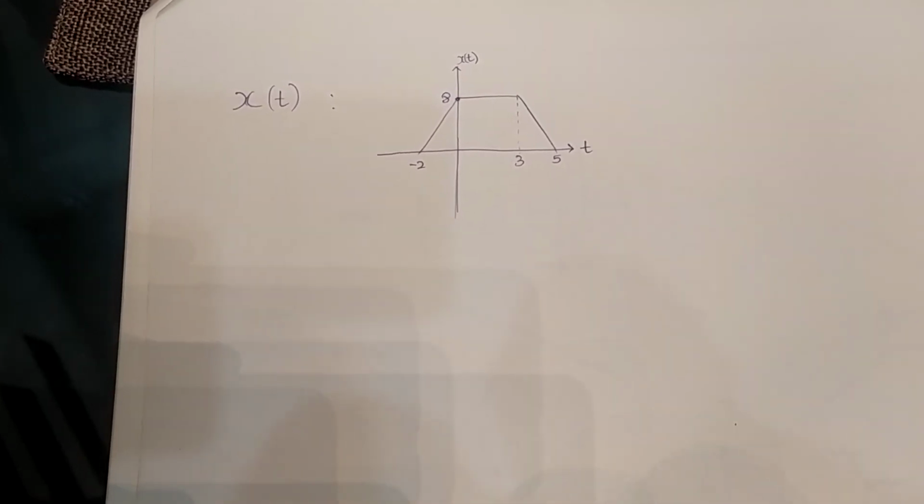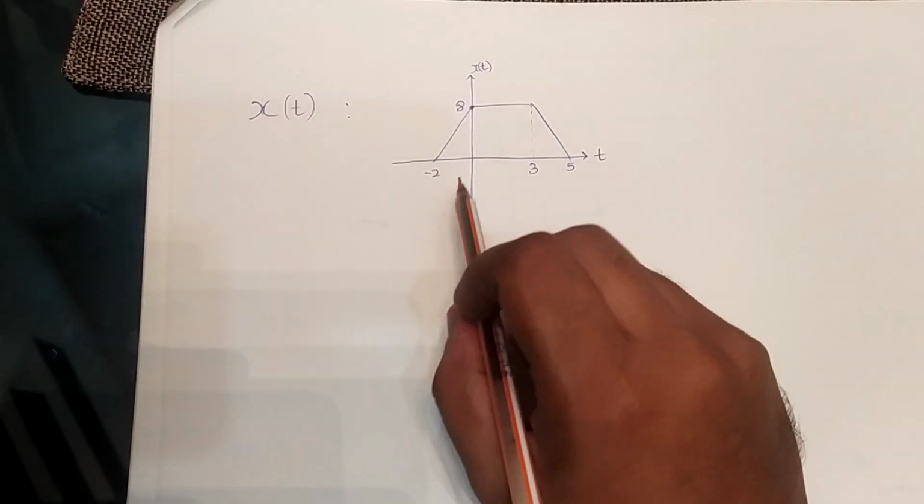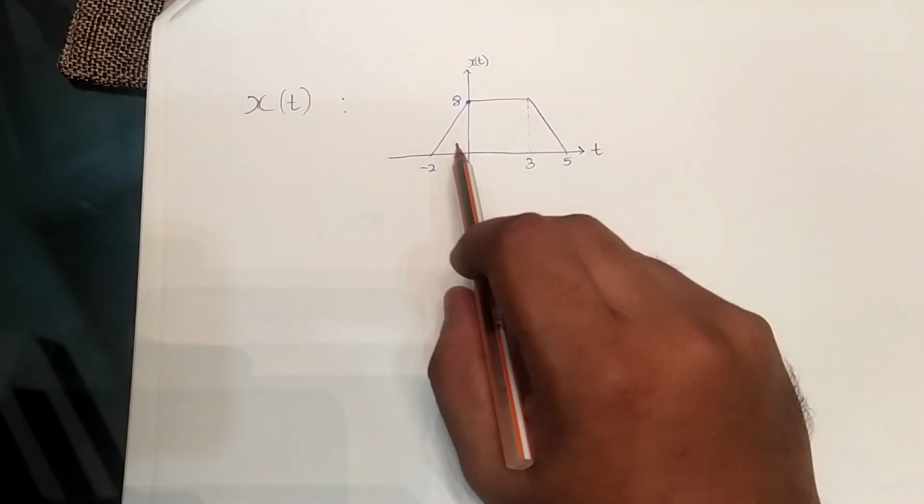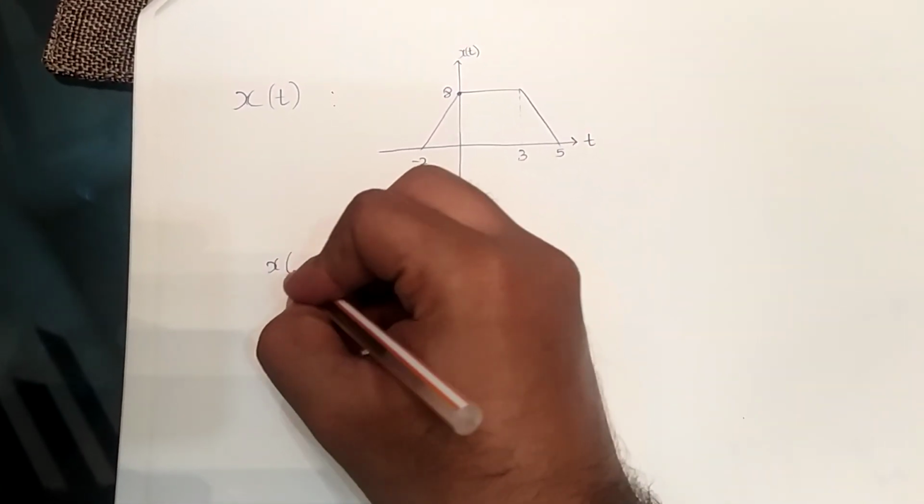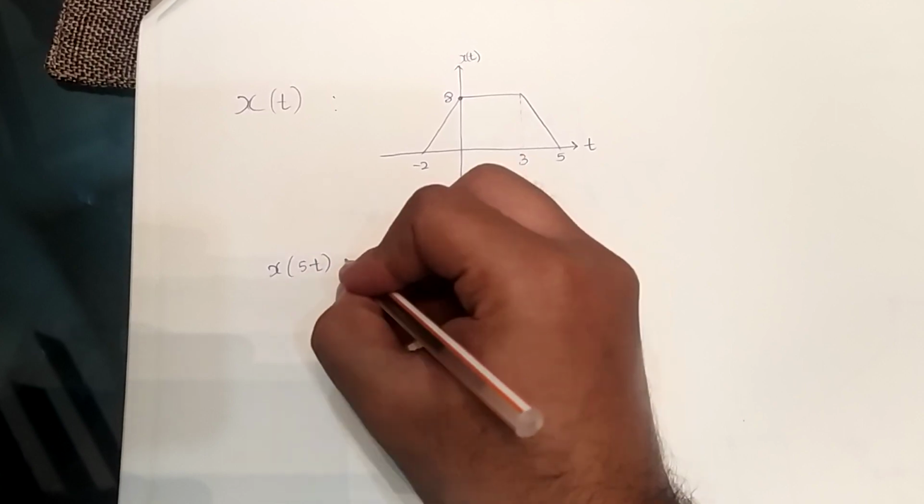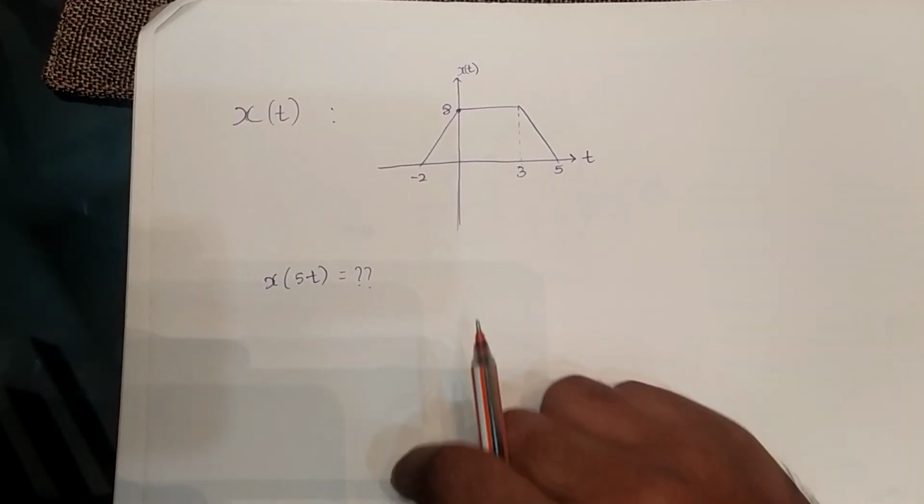So let's not simply think what is time scaling and all. Let's suppose there is a graph like this, okay? So x of t is given like this. And if someone is coming and asking you, if x of t is like this, how will x of 5t look like? And how are you going to find x of 5t?